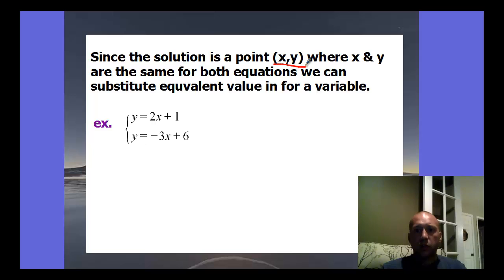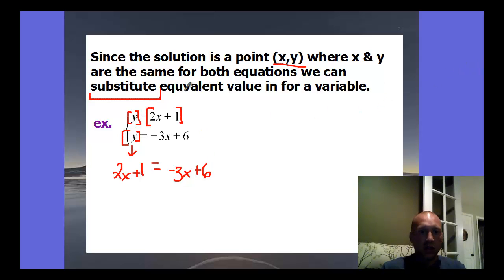Since the solution is a point (x, y), where x and y are the same for both equations, we can substitute an equivalent value for a variable. So this is the first algebraic method, substitution. In this one, we know that y equals this quantity. So y is the same as this quantity, 2x plus 1. So in the other equation where I see y, instead of writing y, I can write what I know it's also equal to. The y is equal to 2x plus 1. So what we're doing is we're substituting 2x plus 1 in for the y.